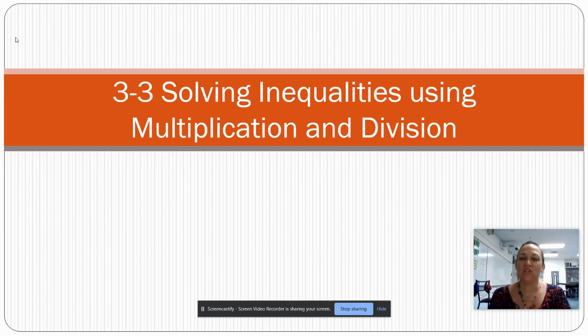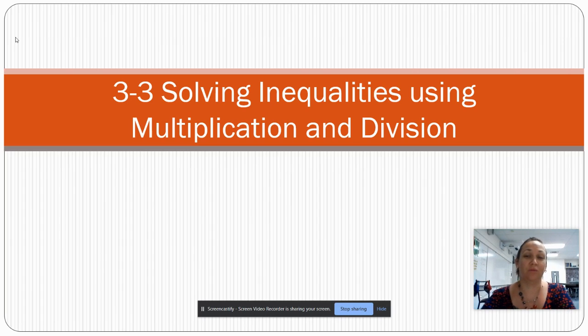Hi guys. So today we're moving on to a new section, 3-3. And today we're going to focus on solving problems that have multiplication or division in them. So yesterday, I don't know if you noticed, but all the problems had adding and subtracting. So today everything will have multiplying and dividing. And then tomorrow we'll put it all together and solve multi-step inequalities.